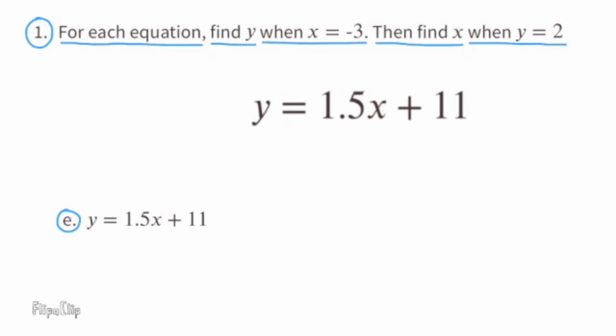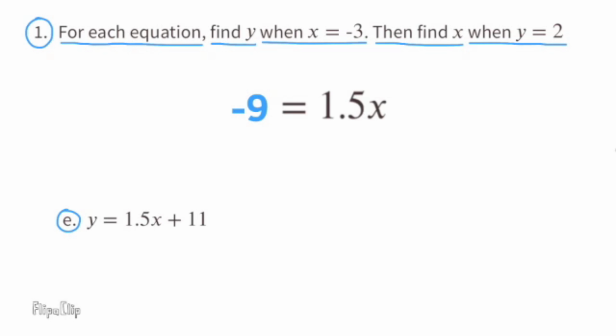Let's substitute the y with a 2. So now it reads 2 equals 1.5x plus 11. I need to subtract 11 from both sides. 11 minus 11 and 2 minus 11. 11 minus 11 is 0, and 2 minus 11 is negative 9.